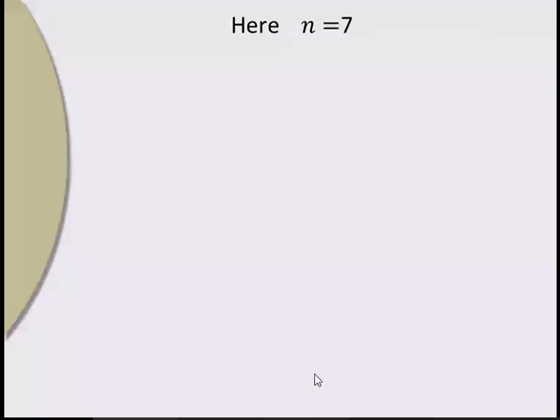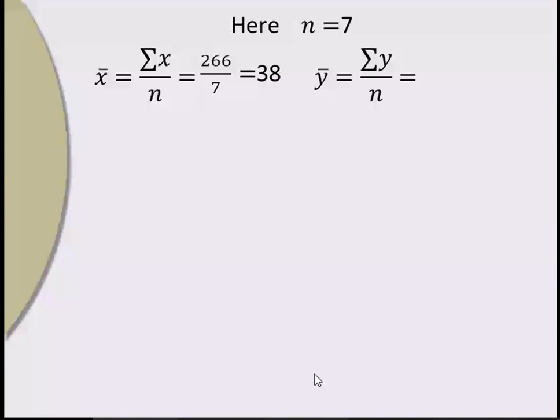Use these summations and use the standard formulas. N is 7. X bar will be summation X divided by N. Y bar will be summation Y divided by N. Taking the values from the table, it will be 266 by 7, that is 38. 231 by 7, that will be 33.